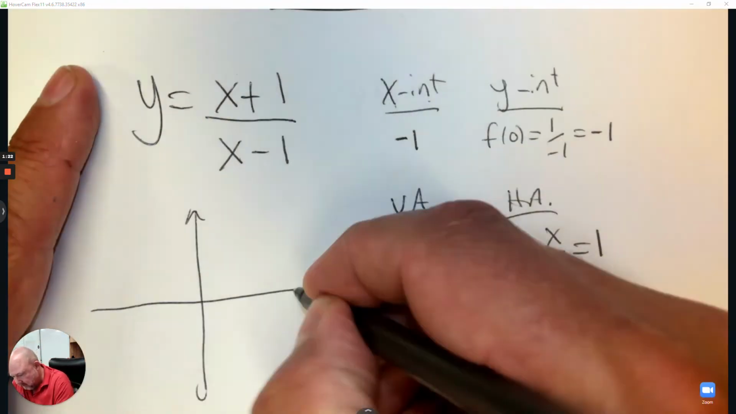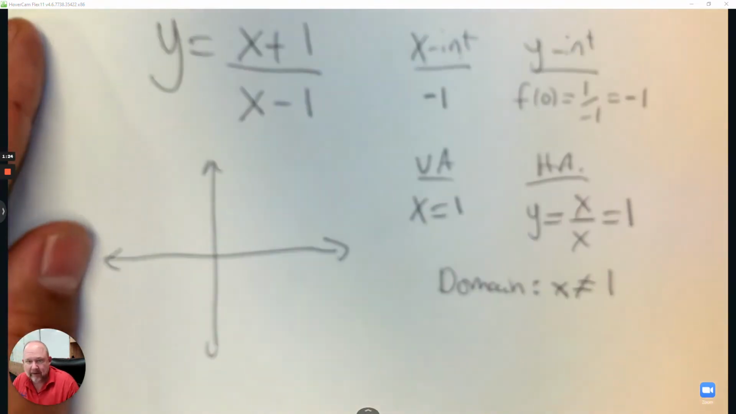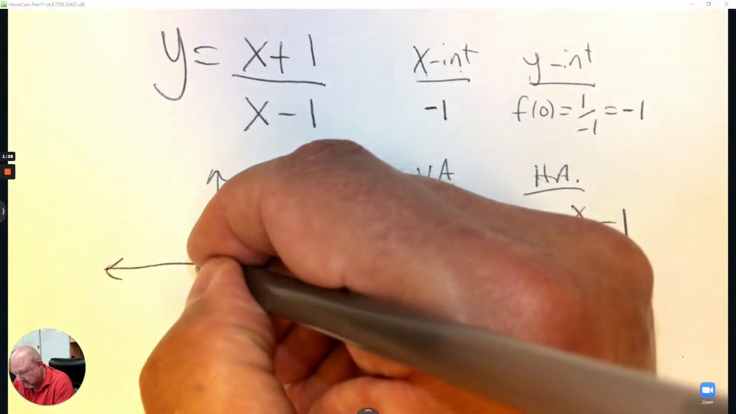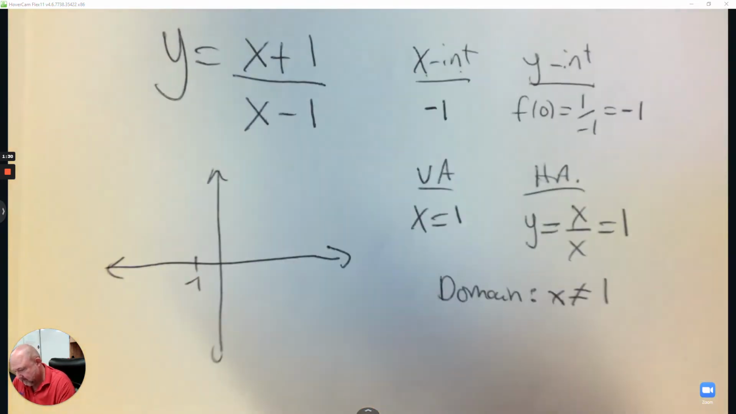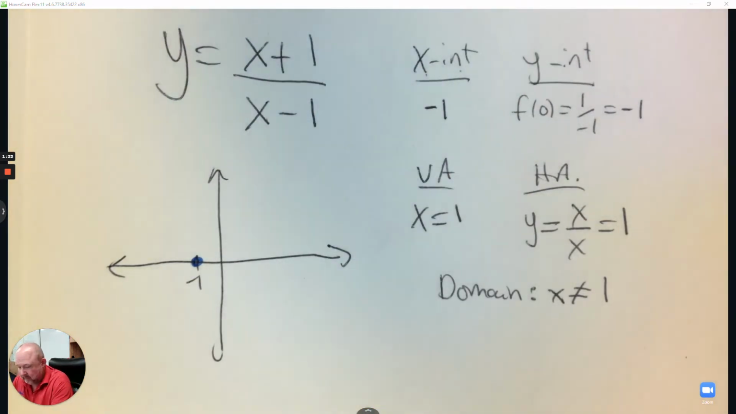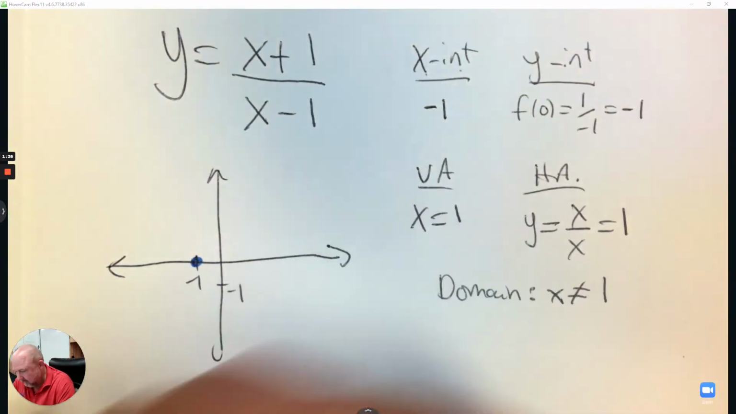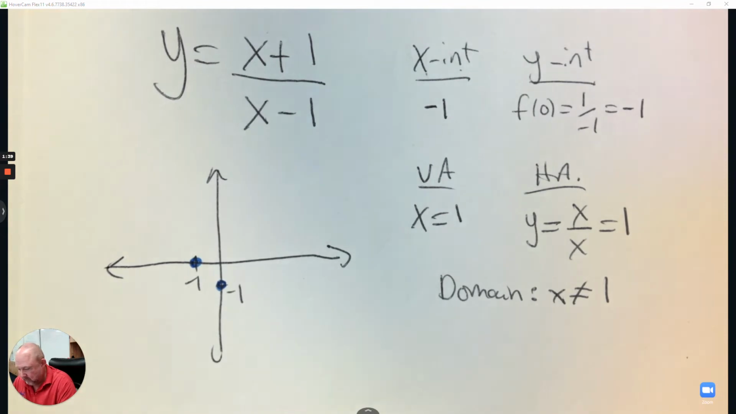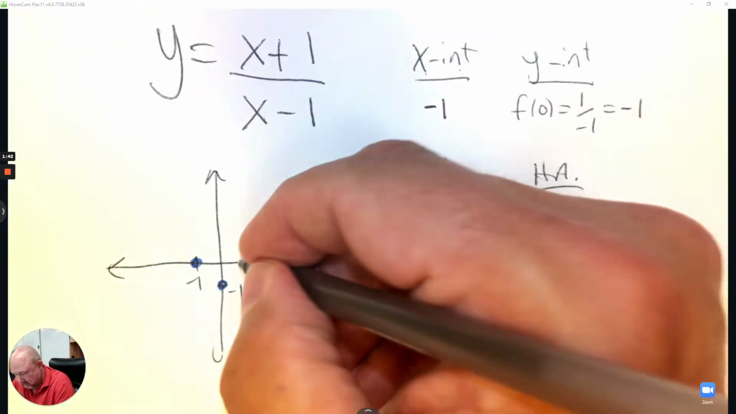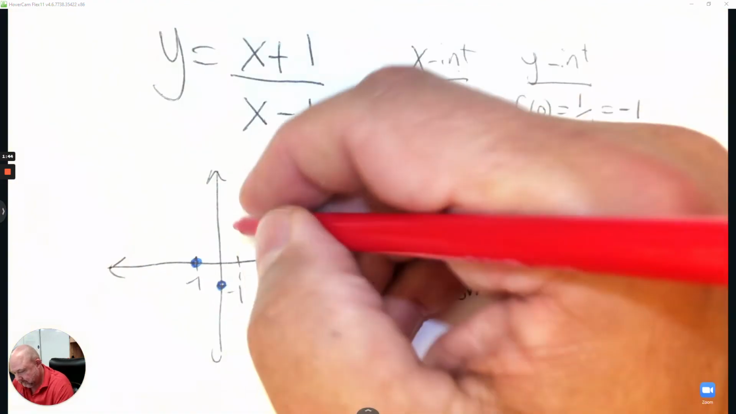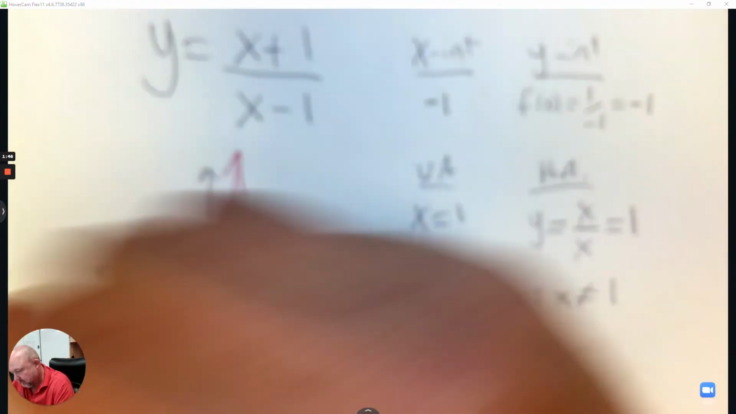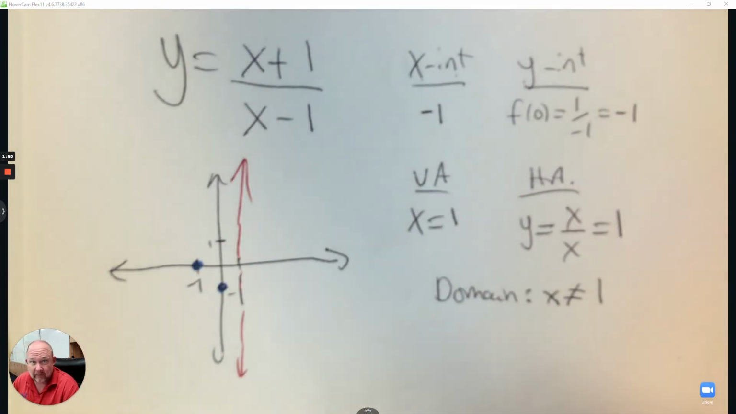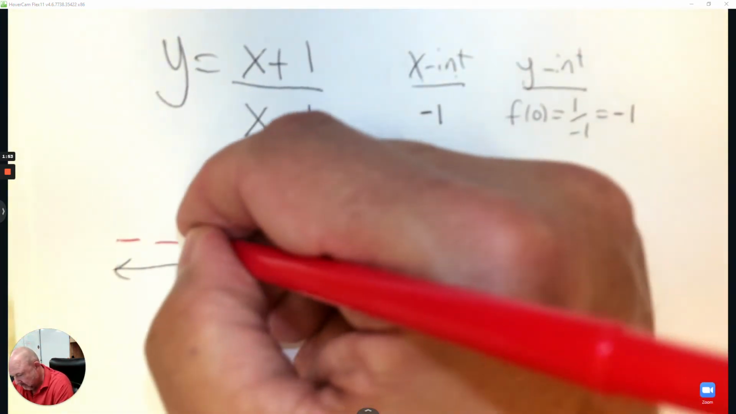Can you put this on a graph? So we're just going to do this without graph paper right now. And what things would I put on this graph? So I would start with the x-intercept, which is at -1. And then the y-intercept, which is also at -1. And then the asymptote, which is at +1. And the horizontal asymptote, which is also at +1. You can press pause and try it first, or you can just watch.